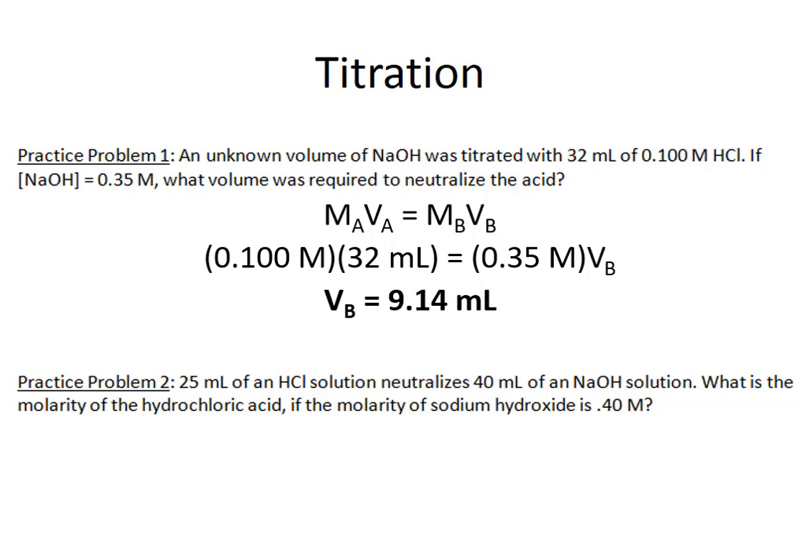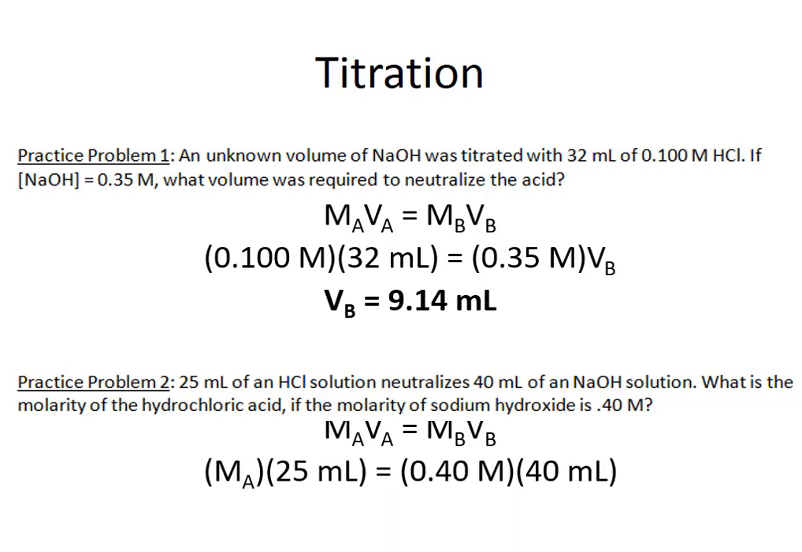Second one, both are monoprotic, so you're using MAVA equals MBVB, plugging in the variables you know and solving for the one you do not. So what is the molarity of that acid? The molarity of that acid would be 0.64 molar.